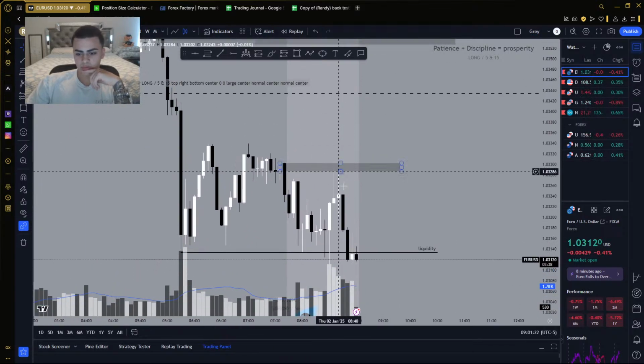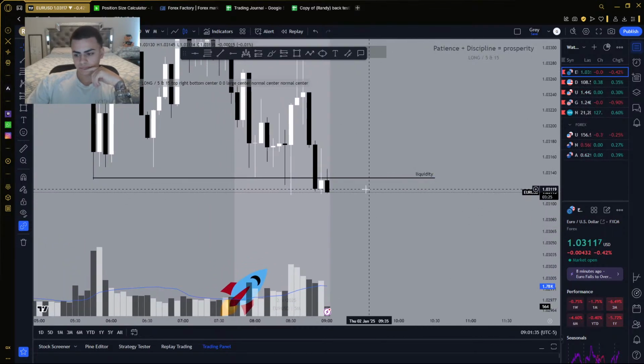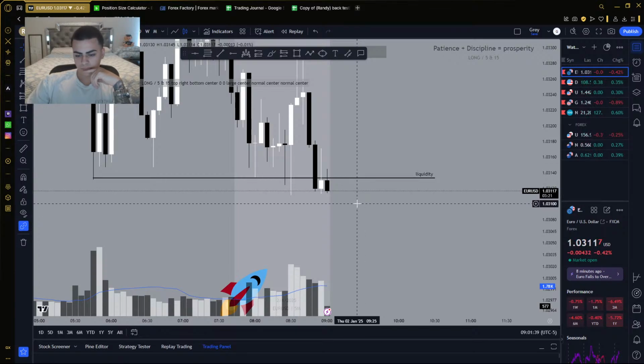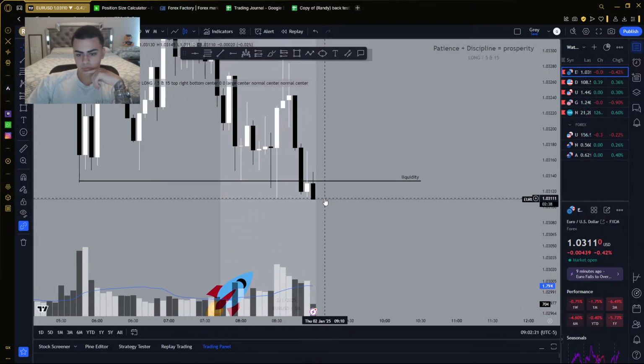If it reaches this area again, it'll probably reject it once again, because the markets are bearish. So it's on this point liquidity now.